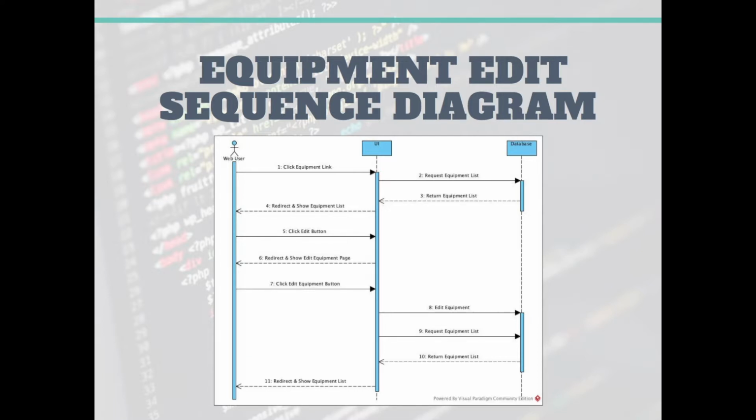From there, the user will click on the edit button. The user is redirected and shown the equipment edit page. They'll edit the information and click the edit equipment button on the UI. The equipment will be updated within the database, and the equipment list will be requested and returned to the UI, and the user will be redirected and shown the equipment list.